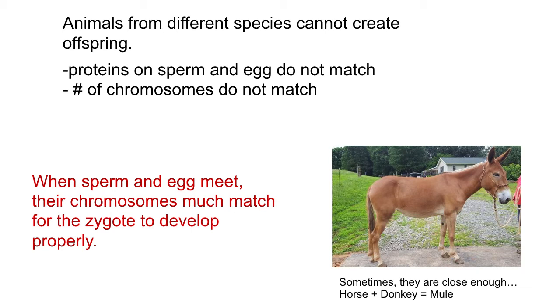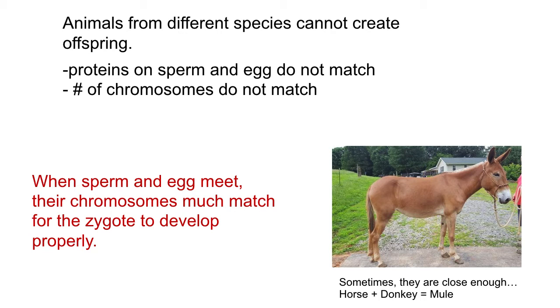An interesting little note here on different species is that animals from different species cannot actually create viable offspring. This is because the proteins on the sperm and egg cells don't match, and the number of chromosomes don't match either. Now, once in a while, they are close enough, like a horse and a donkey can produce a mule, but the mule is sterile. So the mule itself cannot reproduce, and it is not considered a separate species.